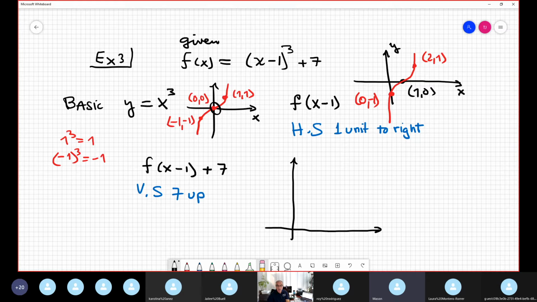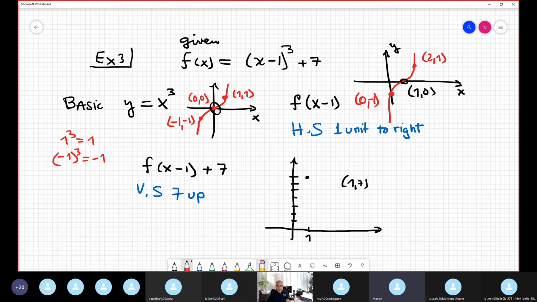So, suppose the famous point gets 1, 7 here. Now it would be 1, 7 because the y value increases 7 units. 1, 2, 3, 4, 5, 6, 7. This point, the point 1, 7, is the transformation of this point 1, 0. No?